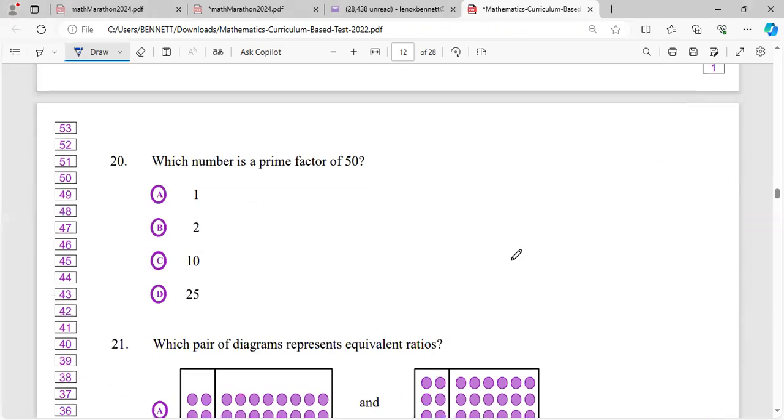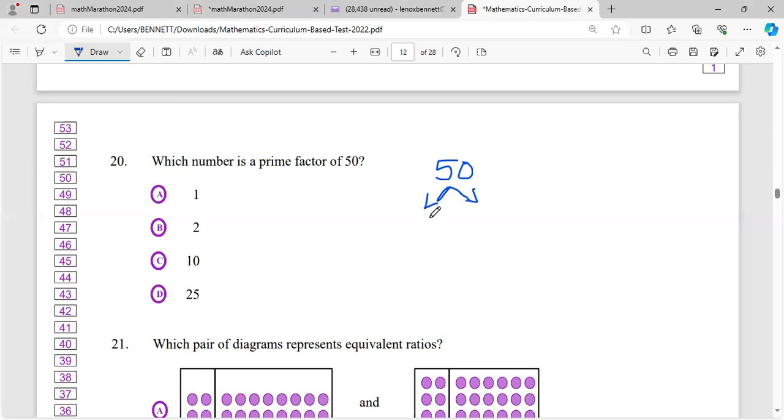So you say, which number is a prime factor of 50? How can we find the prime factorization of 50? Those who joined the class early should know that. Easy, right? It means that the number or the product should only be prime numbers, right?